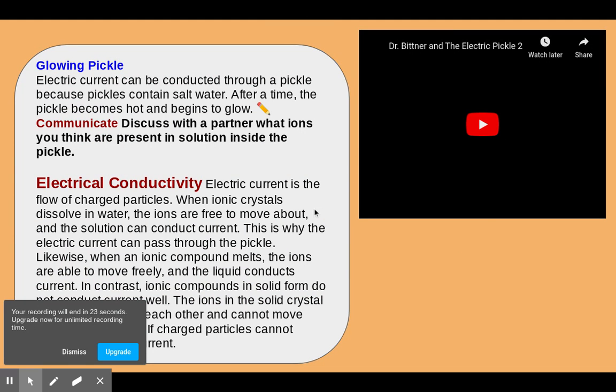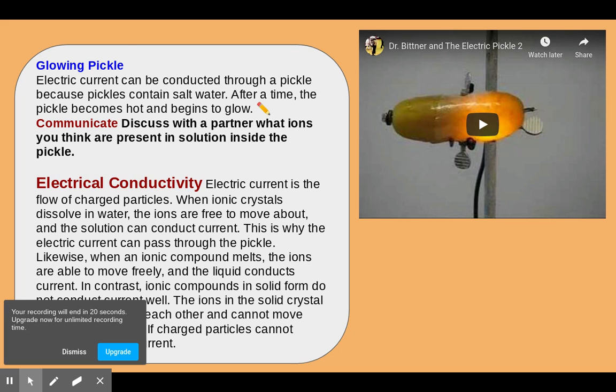There's a little link there of a pickle. You can see that the salt water that it's pickled in will conduct electricity.